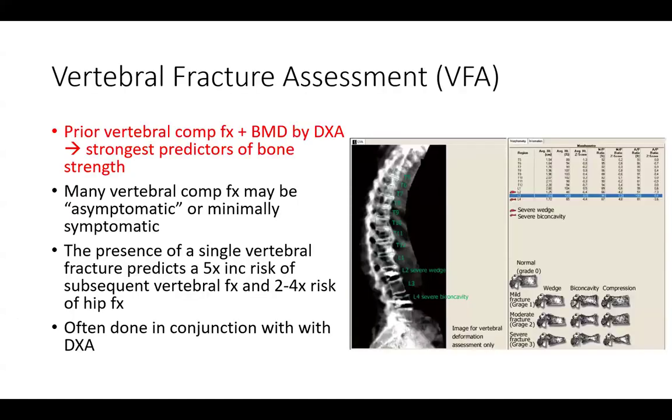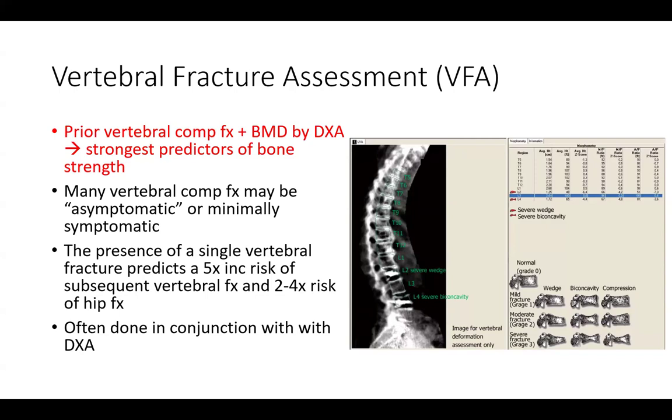So bone mineral density really only accounts for about 70% of fracture risk. The T-score is a pretty specific test, but it's not very sensitive in terms of predicting future fracture risk. There was one study that looked at women over the age of 65, and more than half of those that sustained hip fractures actually did not have osteoporosis by bone mineral density criteria. So I think these next two tests we'll talk about give us a more complete picture of bone strength and fracture risk. And one of these is a vertebral fracture assessment.